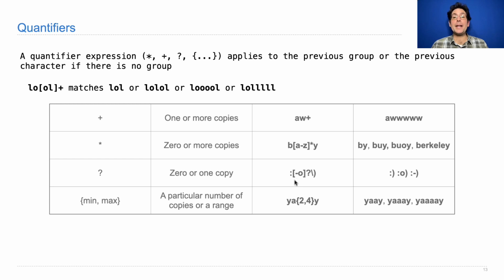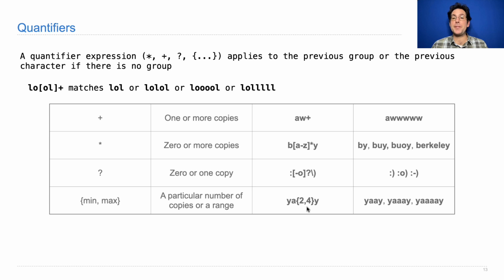This square bracketed expression says either a dash or an O, and the question mark says you can have either of those or none of them. Then the backslash parenthesis gives you a close parenthesis, which would match 3 different smileys, one of which has no nose at all. And finally, curly braces tell you a particular number of copies.